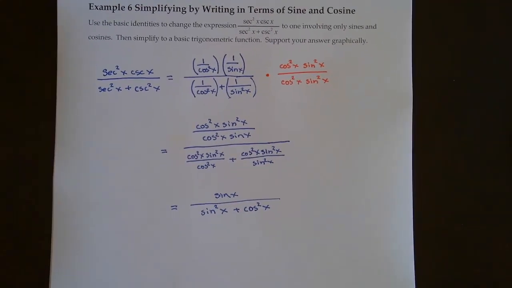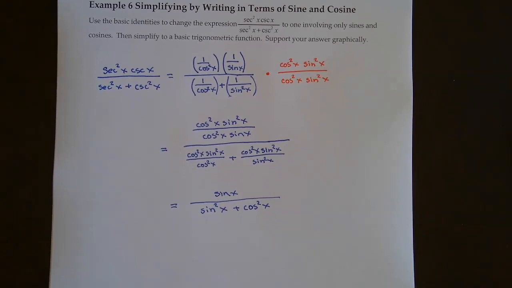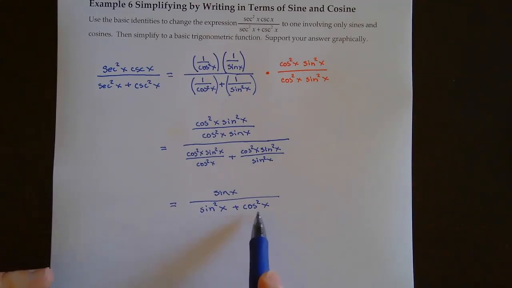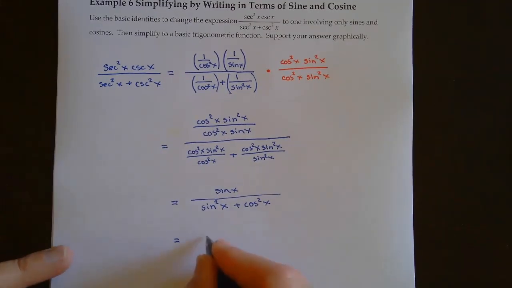Well, where do we go from here, right? Well, cosine squared x plus sine squared x. That's a Pythagorean identity, right? Whenever you see cosine squared x plus sine squared x, or sine squared x plus cosine squared x, because the order doesn't matter there, this is the same as 1. So this is equivalent to sine of x over 1, which is simply sine x.